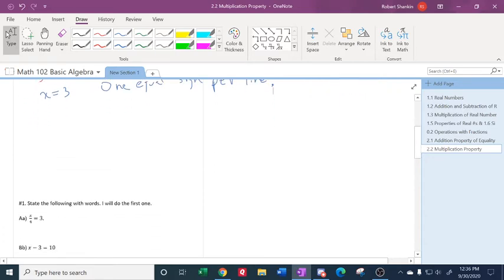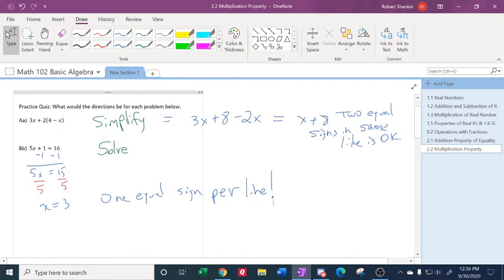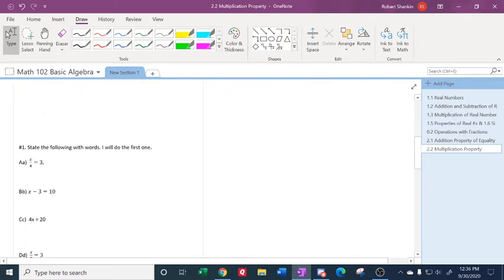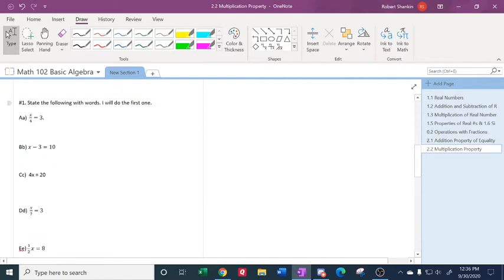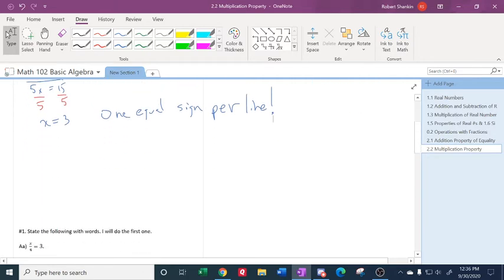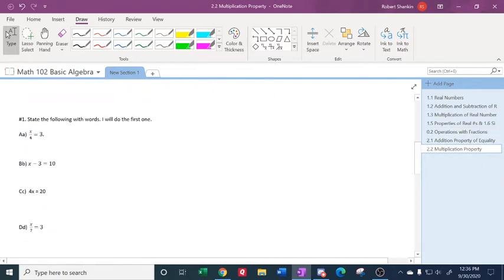All right, and that's it for the practice quiz today. Since we only have a short amount of time today, we're going to jump right into section 2.2, the multiplication property. It's solving more equations but using this property of multiplication. I'll explain what that property of multiplication is in context.